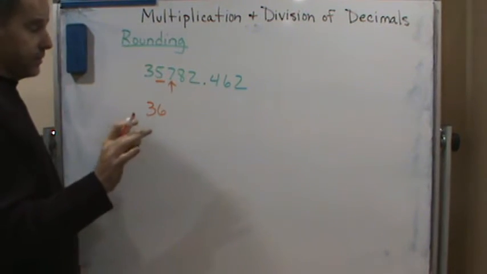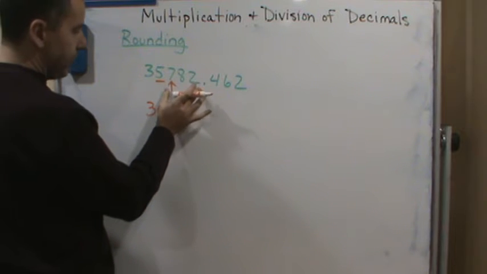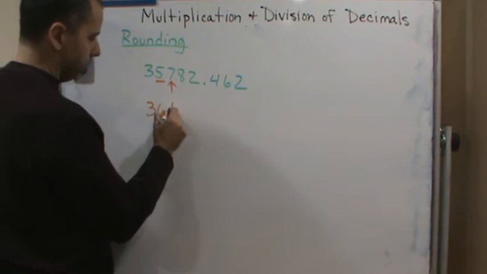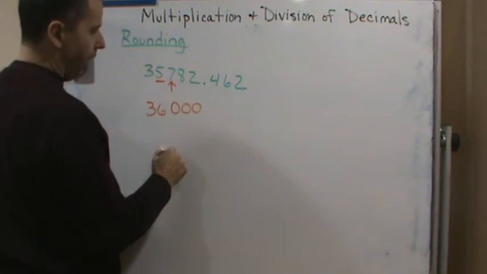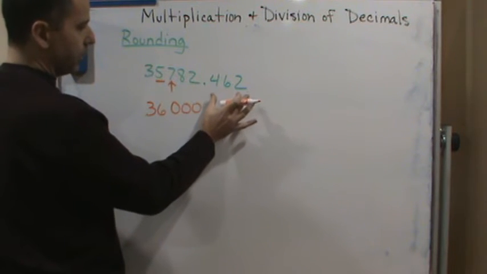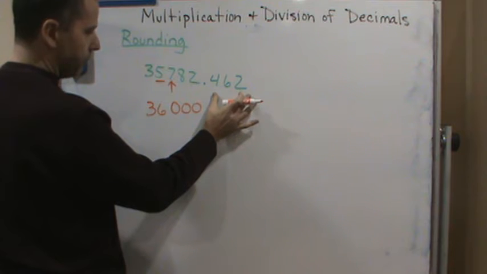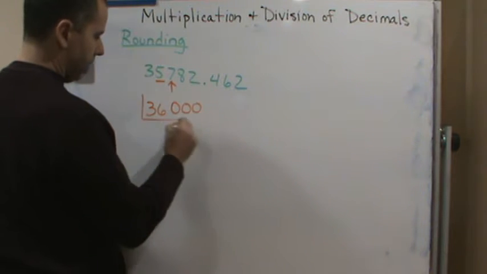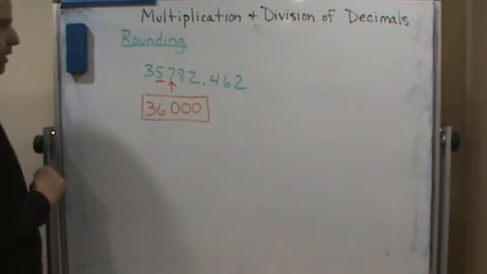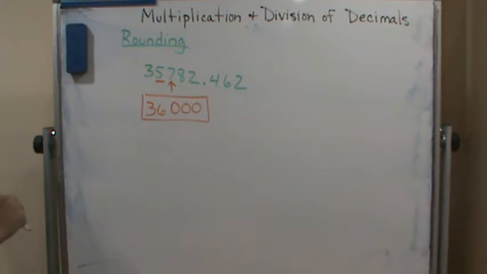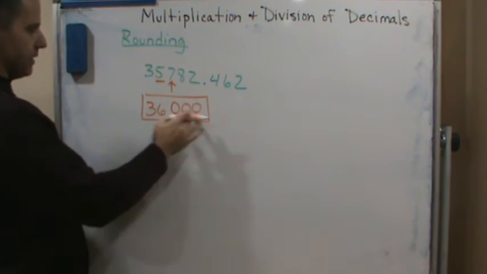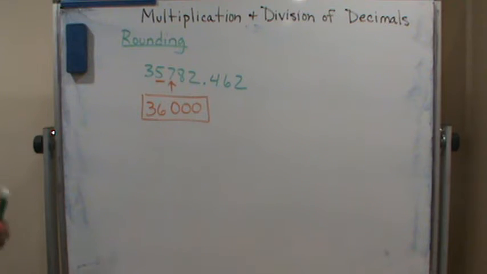Let me say this: the digits to the right, but before the decimal, go to 0. Everything to the right of the decimal point gets truncated. And so that's what we put down. So this rounded to the nearest thousands is going to be 36,000.